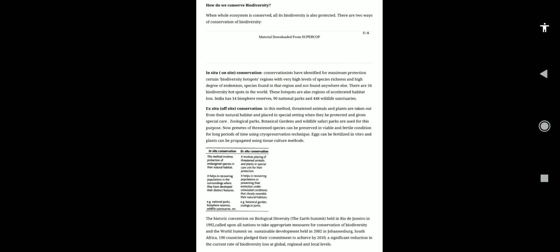All this shows that at the world and global level, biodiversity is very useful, and there is a need for its conservation, because human activity is increasing day by day. So this is all about the conservation of biodiversity.